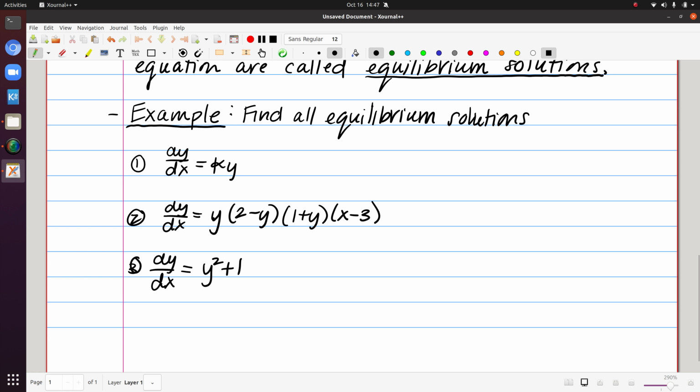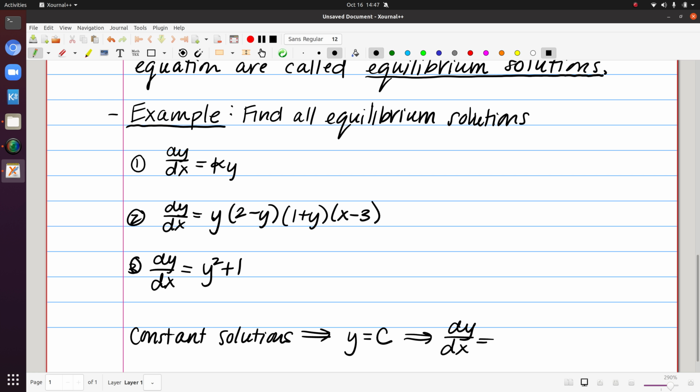So before we answer these, I want to point out that constant solutions are what we're looking for. That means that we're looking for y equals c for some number, some constant. Well, then what you know has to be true is that dy/dx is 0, because the derivative of a constant is 0. So when I'm trying to solve for constant solutions, I want to treat my dy/dx as 0 and try to find any y values that would cause that to be true.